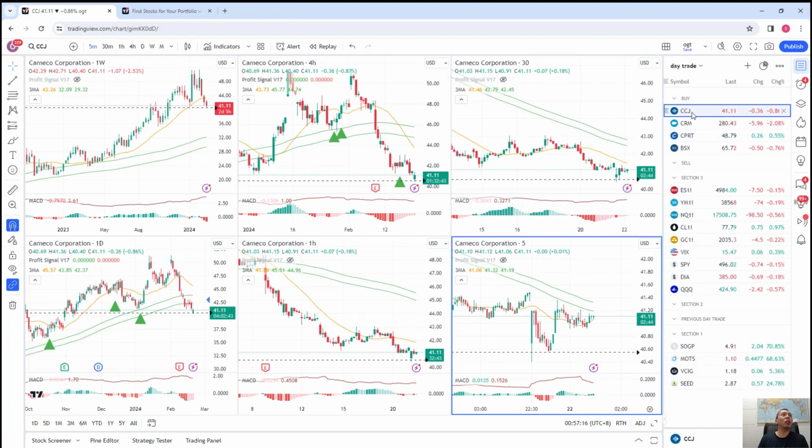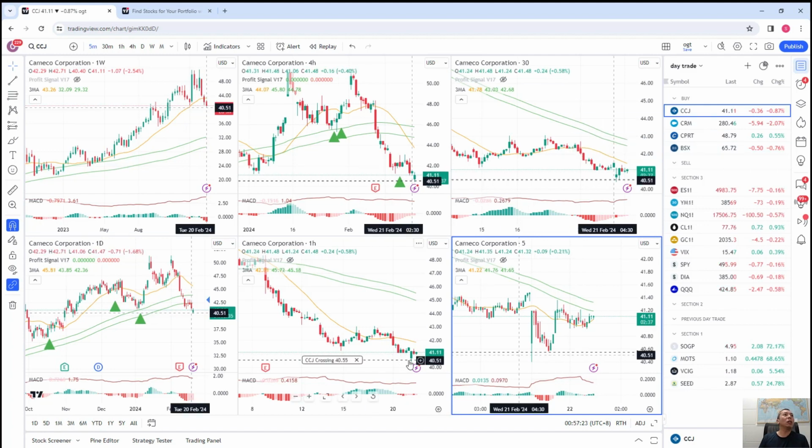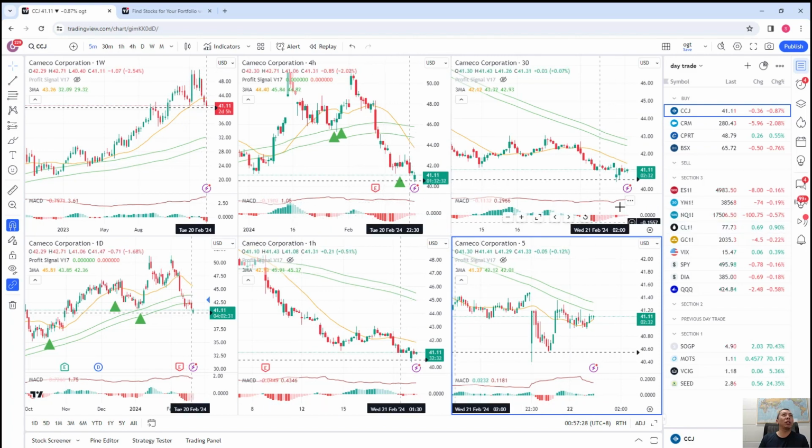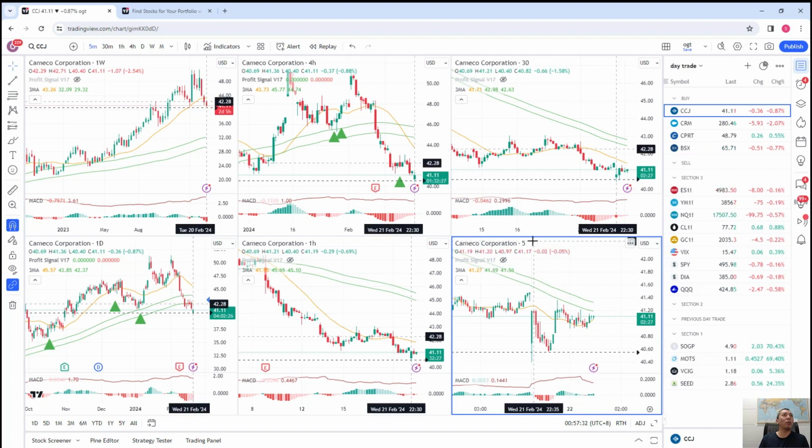So CCJ, basically all these 4 I wanted to buy it up. CCJ, based on the setup, based on MACD, is already set up for it to move up. So all I have to do is focus on the 5 minute. Once it triggers, then I trade.